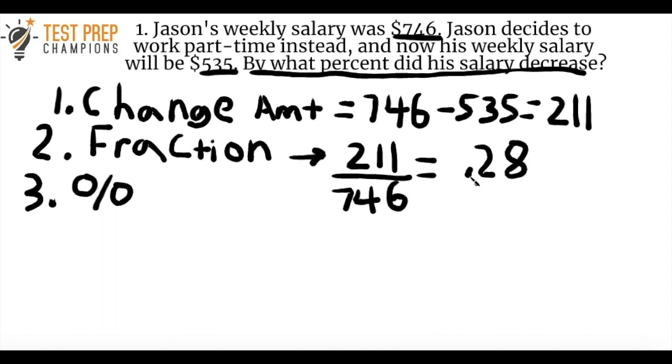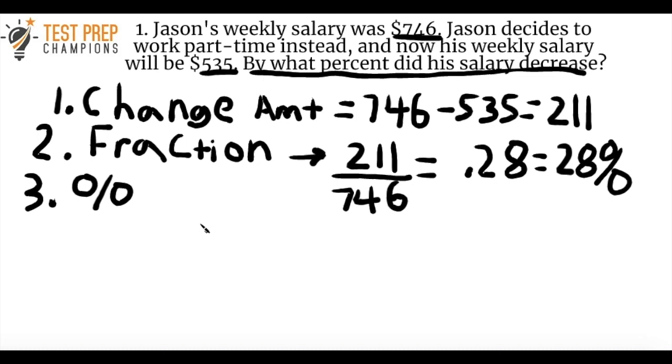All right, so now we want to express this as a percent. If you've been studying for a little while, you might automatically see that 0.28 is equal to 28%. And that would be the correct answer. But if you didn't see how to take that decimal and turn it right into a percent, then let me give you a tip here.